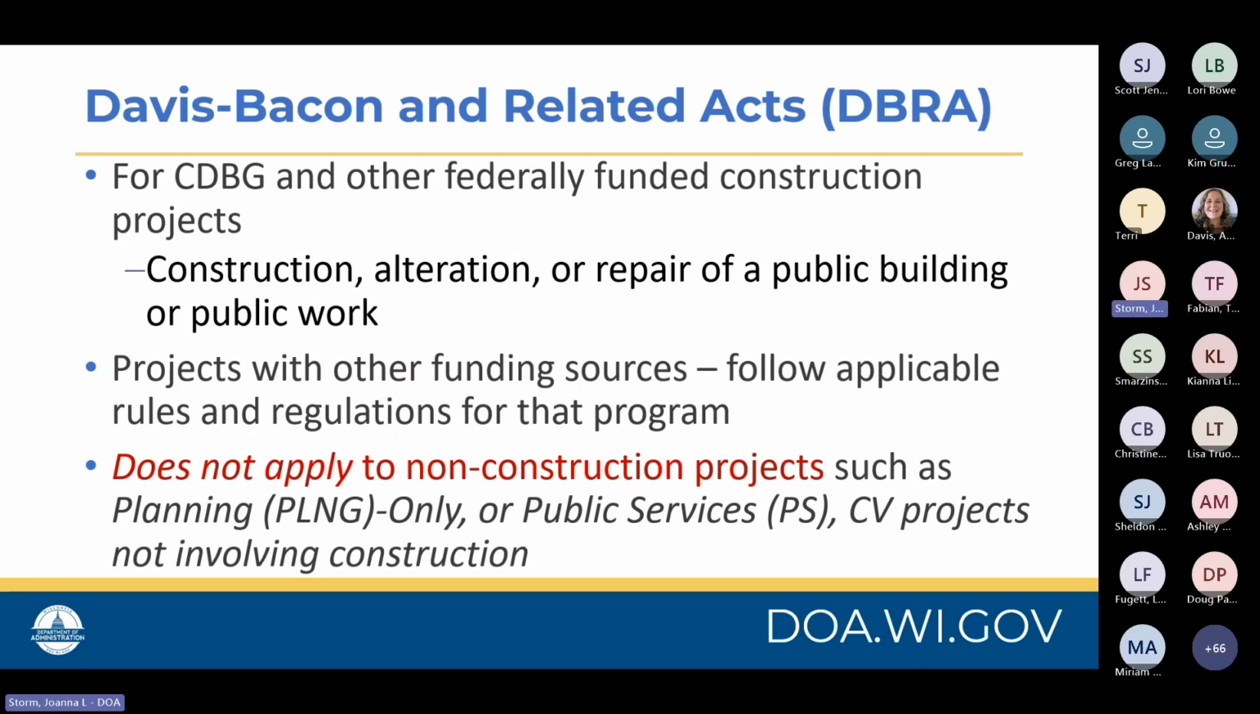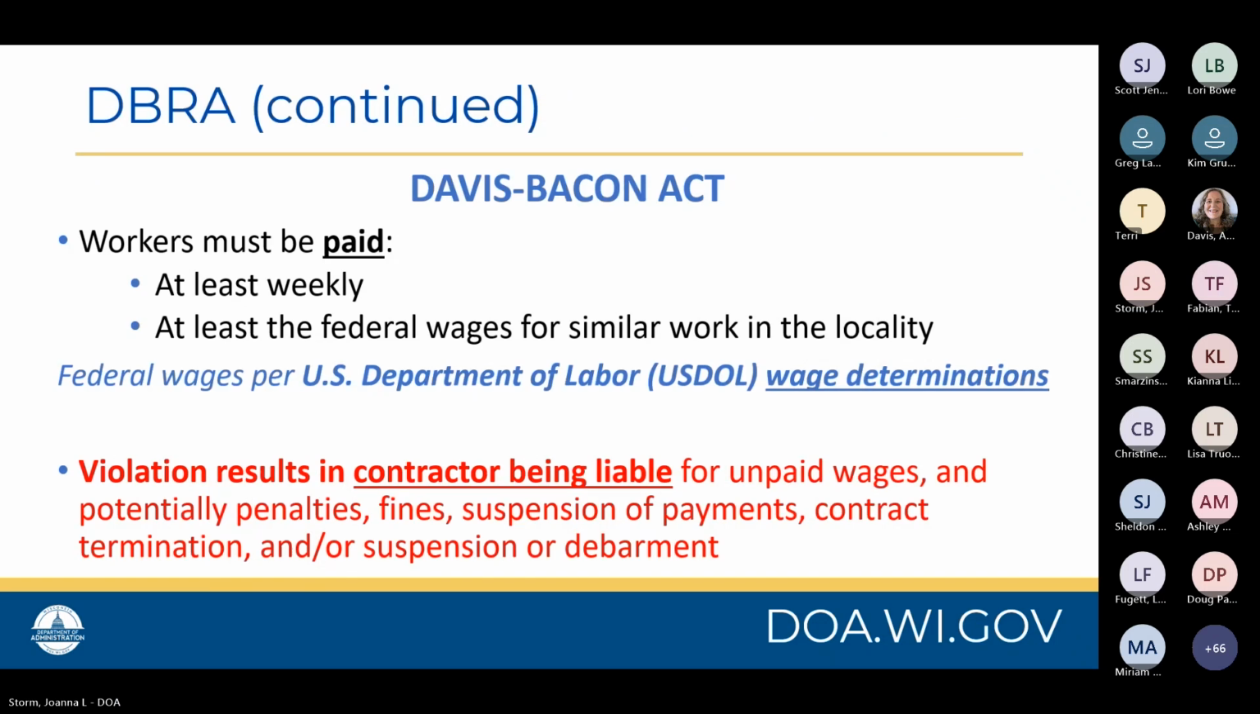Davis-Bacon does not apply to non-construction projects, such as planning or planning only projects, public services projects, and those CV or COVID response projects that do not include construction activities. So the Davis-Bacon Act requires that workers must be paid at least weekly, and they must be paid at least the federal wages for similar work in their locality. This refers basically to wage determinations as they are set up as federal wages for the U.S. Department of Labor, or USDOL.